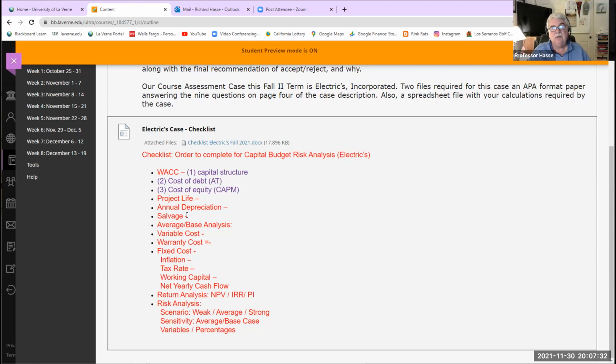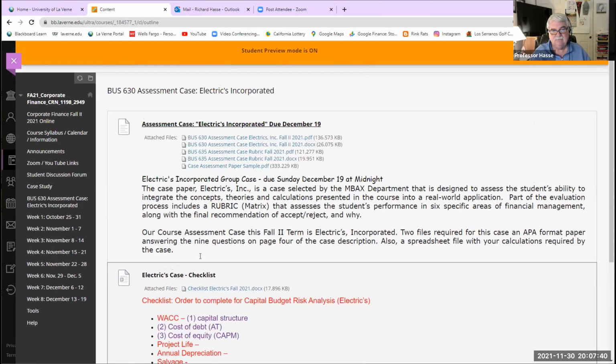Remember, that is due the last week of our class. I'll talk more about that on Friday, but keep an eye on this checklist. I give you a sample case paper for the electrics case, and here is all the information you need to complete this case. Again, we'll talk about that on Friday.